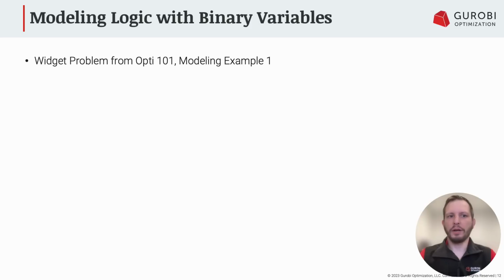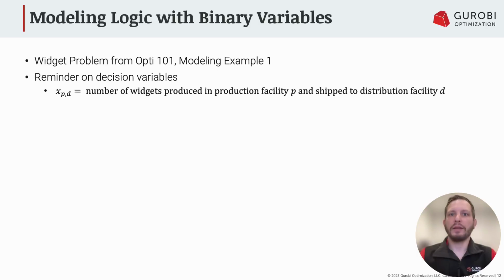So now that we've completed an entire course of Logic 101, let's go back to the widget problem and explain why quiz time went the way that it did. Again, we're considering the widget problem from Opti201, modeling example 1. And a reminder on the decision variables, specifically for that example: we had sets P and D that we referenced a little while ago for production facilities and distribution facilities. And X_PD was the number of widgets produced in production facility P and shipped to distribution facility D.